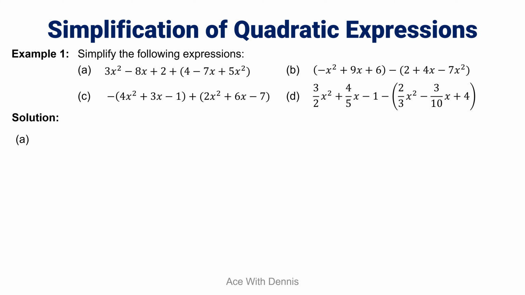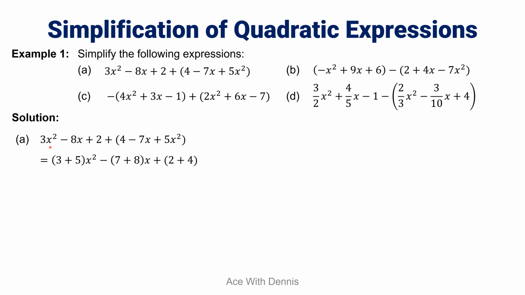Here is the solution. For A, 3x squared minus 8x plus 2 plus bracket 4 minus 7x plus 5x squared. For this example, the bracket doesn't bring any effect to the whole calculation because the operation here is a plus. So what we have to do is just combine the like terms here.